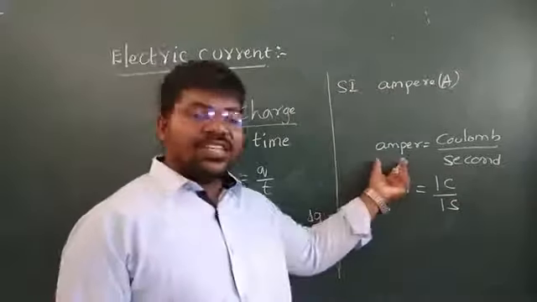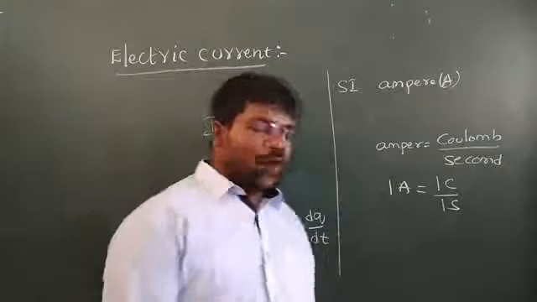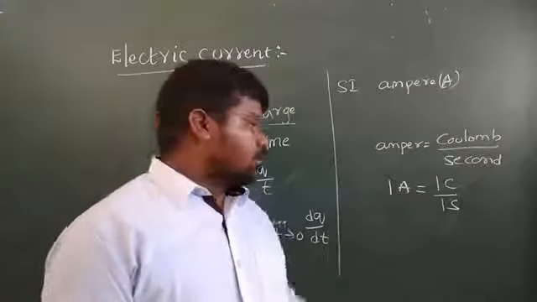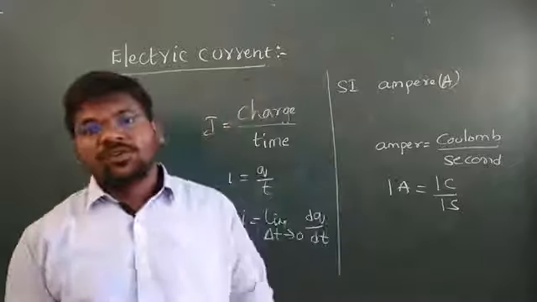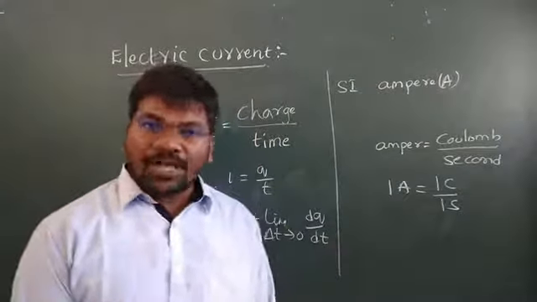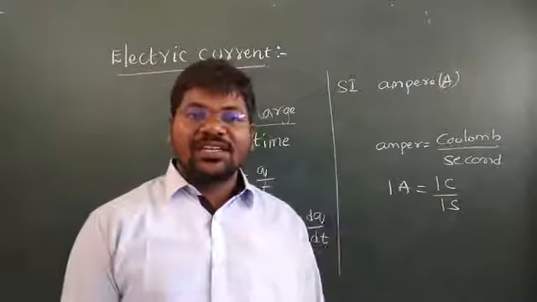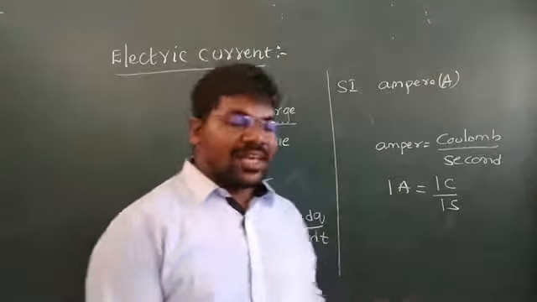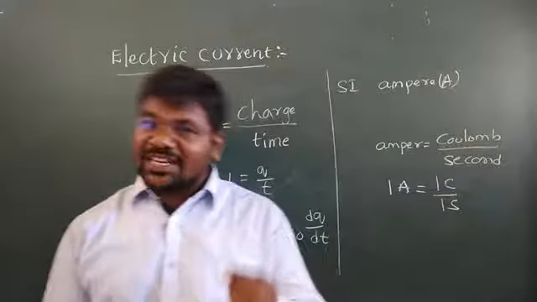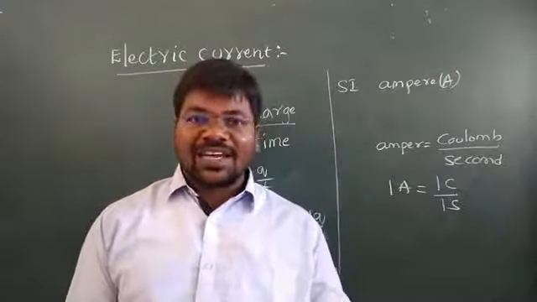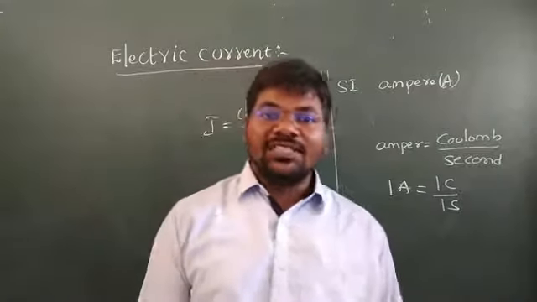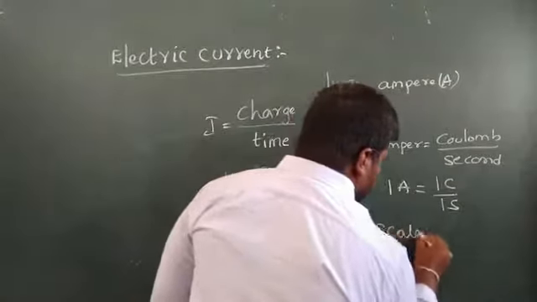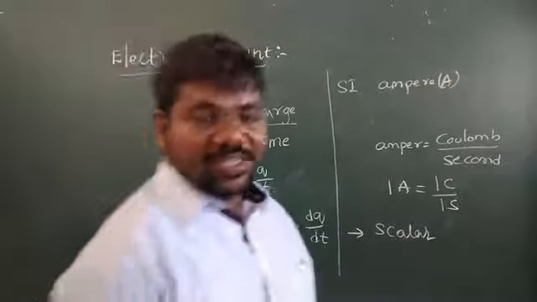Coming to the definition of 1 ampere. 1 ampere is the amount of 1 coulomb charge which passes through a conductor in 1 second of time. It is a scalar quantity.